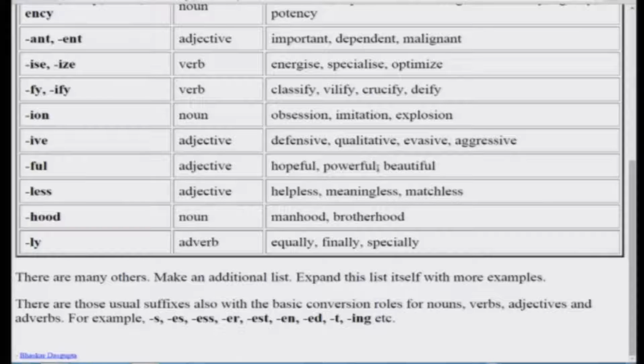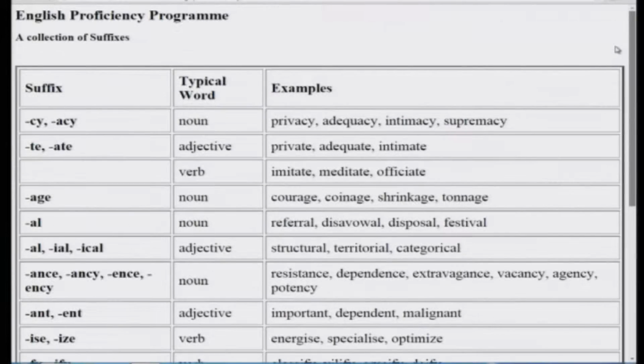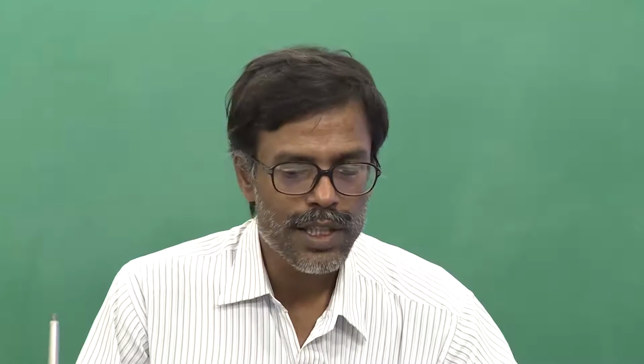Okay? So, lots of suffixes are there in every language. Okay? In our languages also lots of suffixes are there, and in most of the languages suffixes give rise to an enormous amount of fertility to the words of the language. Okay? Another source of fertility is prefixes.